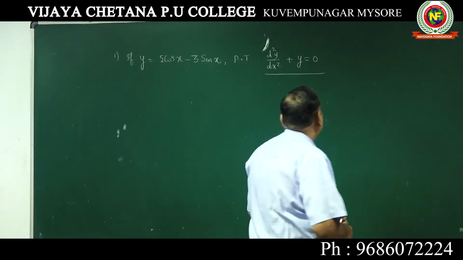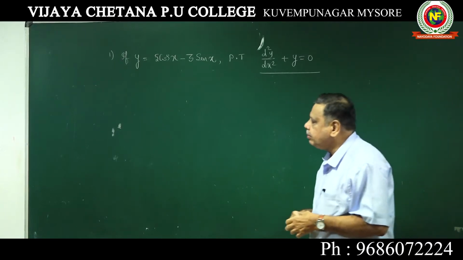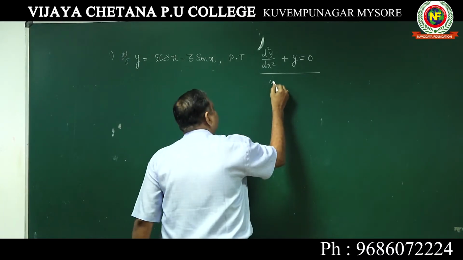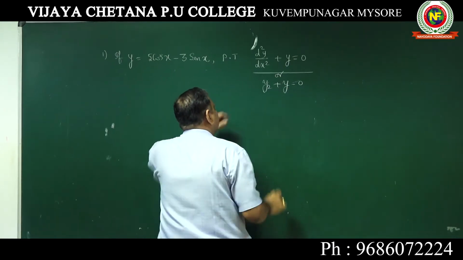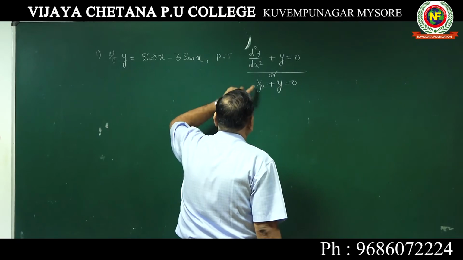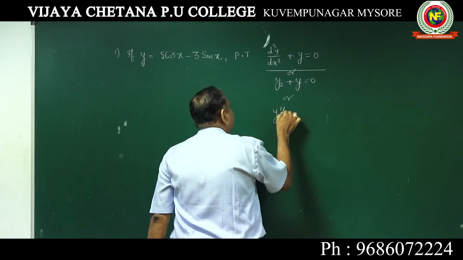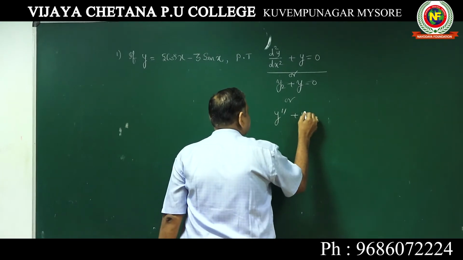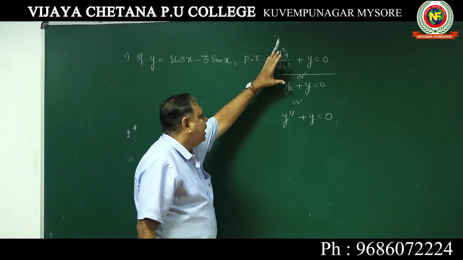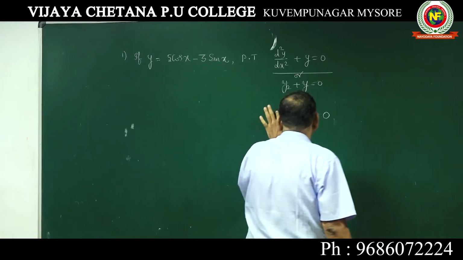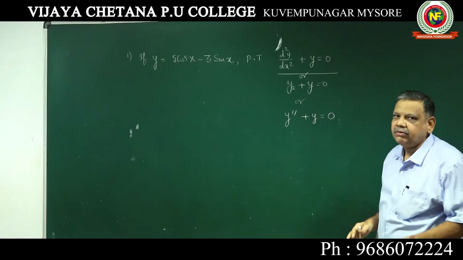You know d square y over dx square is the second derivative. It is a second derivative problem, or they may ask like this also: prove that y2 plus y is equal to 0. They may ask the same thing with y2 instead of d square y over dx square, or they may also ask y double dash plus y is equal to 0. These are all the same thing. Y double dash is also y2, plus y is equal to 0.